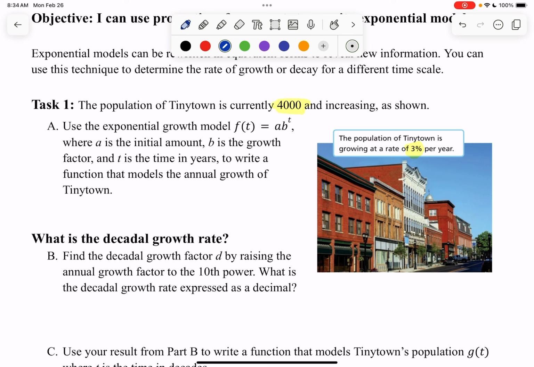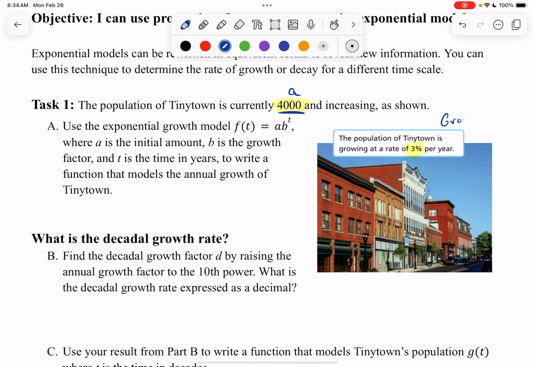f of t equals a times b to the t, where a is the initial amount. Well, we know my a. There's my a, is 4,000. b is the growth factor, and t is the time in years. So we want to write this function. Okay, so this is a growth model. So it's increasing at a rate of 3% per year.